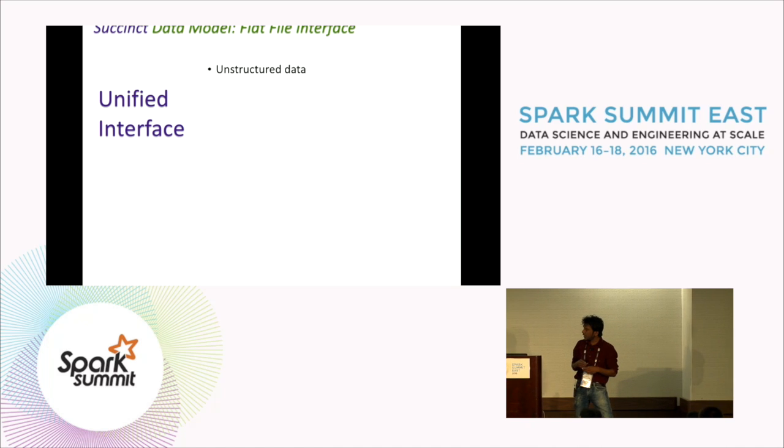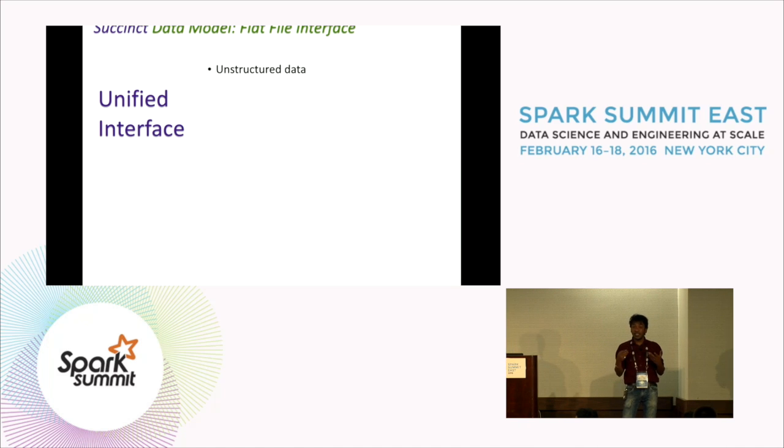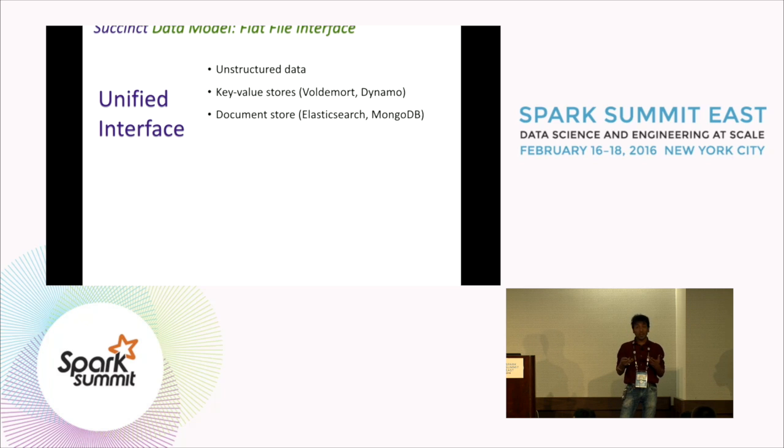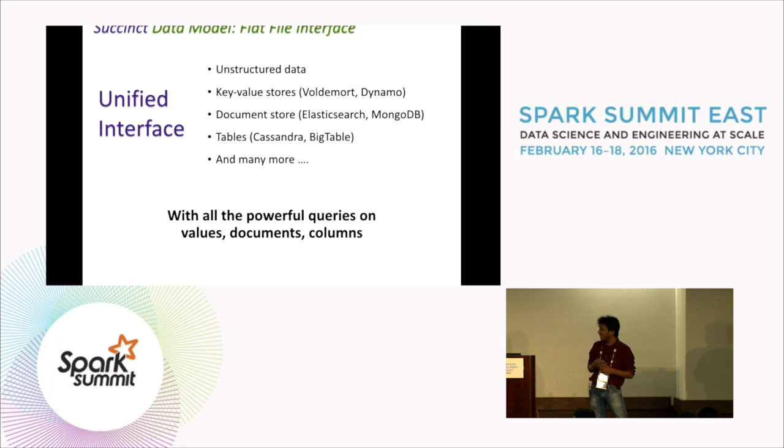Okay. So you can use this unified interface to use Spark to work with unstructured data. You can also use Spark now for some functionalities of key-value stores like Dynamo or Voldemort. You can also use Spark now as a document store where you have a large set of documents, like Elasticsearch and MongoDB. And you can also use Spark for interactive queries on tables. And some more that I'll talk about towards the end. But the interesting thing is not only are you using Spark for all these functionalities, you're also getting very powerful queries on the tables, key-value stores and document stores.